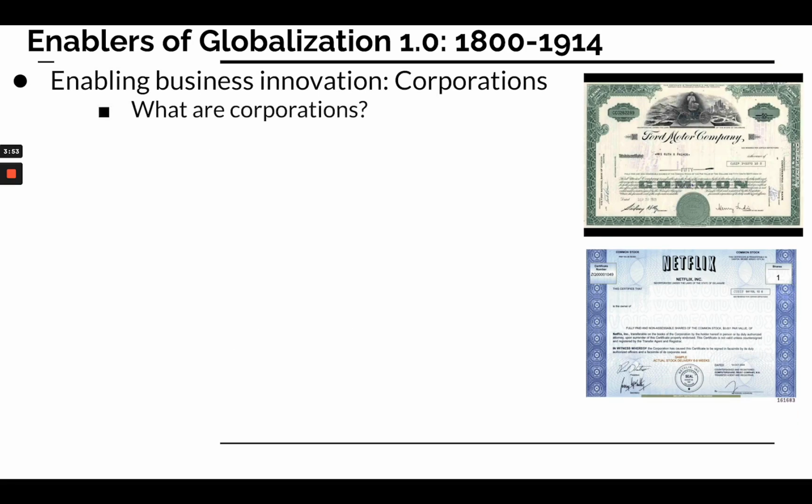Of course, we do get the emergence of the modern corporation. And as we talk about them, first we need to know what is a corporation. Right? We hear the term thrown around a lot, but it's not always clear what it means. Really, what a corporation is actually quite simple. A corporation is a business that has an existence that is independent or separate from the existence of its owners.